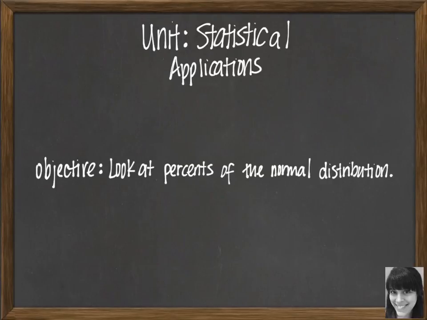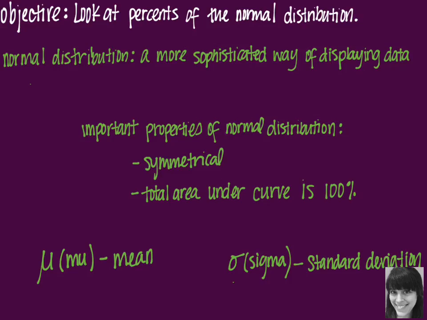This is going to be our new unit. Today we're going to be looking at the normal distribution and the percents of those curves. Normal distribution is just a more sophisticated way of displaying data, and we can also use it to predict future data. Important things about a normal distribution, the reason why we like it so much is because it's symmetrical. And symmetry means that I can find different patterns, okay? Another thing to know about the normal distribution is that everything under this curve is considered 100%, right? It's 100% of the data is underneath this curve.